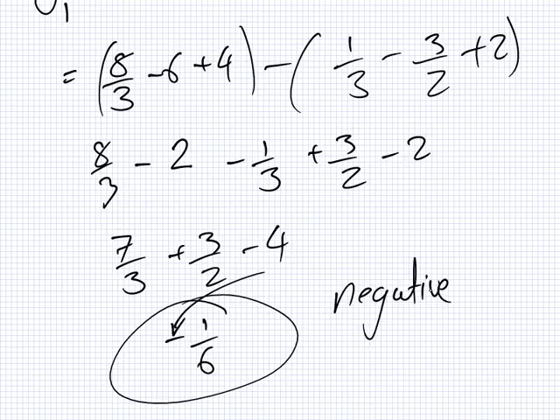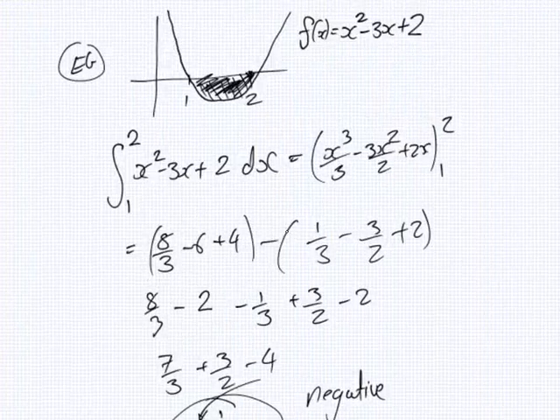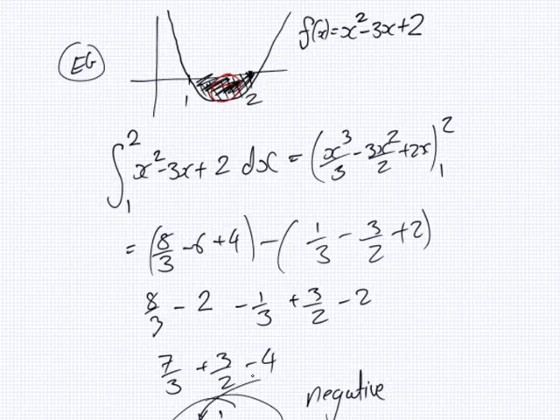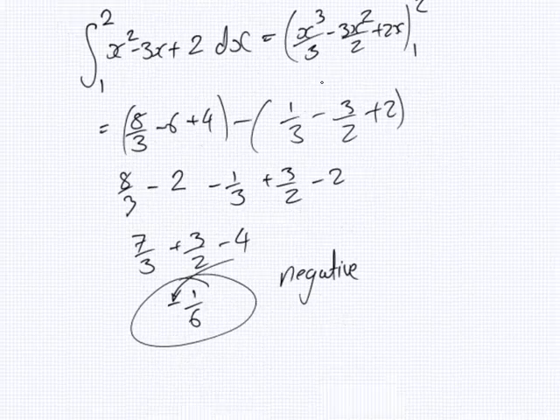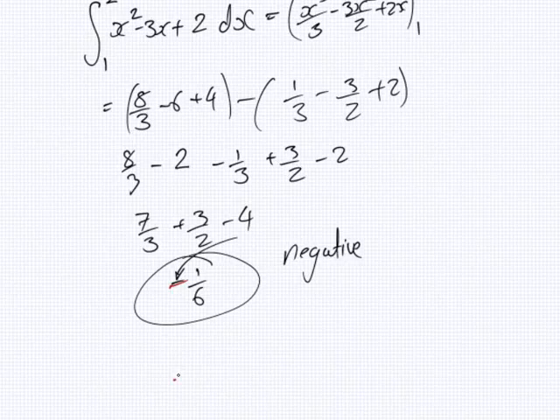What's the reason for the negative? Yeah, it's because it was underneath the curve. That's why the area came out as negative. But area should only be positive. So you don't say the answer is minus 1 over 6. The area is 1 over 6.